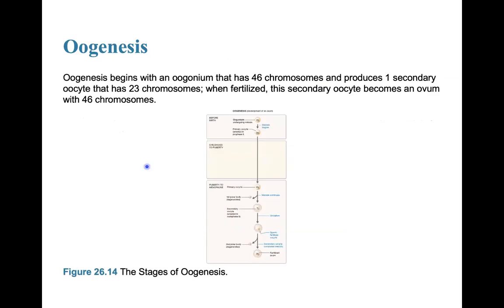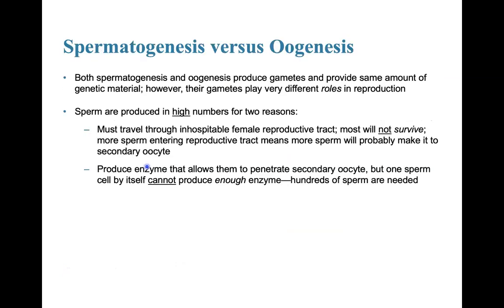So oogenesis begins with an oogonium that has 46 chromosomes and produces 1 secondary oocyte that has 23 chromosomes. When fertilized, the secondary oocyte becomes the ovum with 46 chromosomes. Now, both spermatogenesis and oogenesis produce gametes and provide the same amount of genetic material. However, their gametes play very different roles in reproduction.